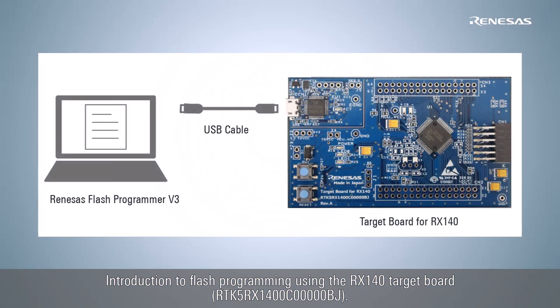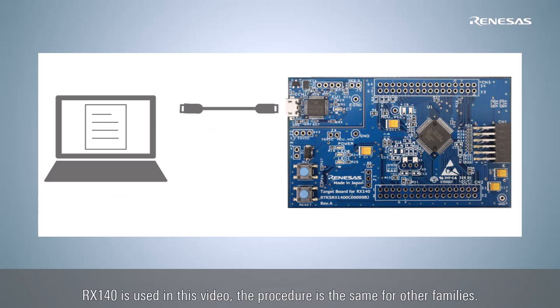Next, prepare the board to program. We will use the TB board for RX140. On this board, a programming circuit called E2OB is implemented. Therefore, all you have to do is connect the board to the PC with RFP installed with a USB cable. The RX140 is used in this video, but the procedure is the same for other families.